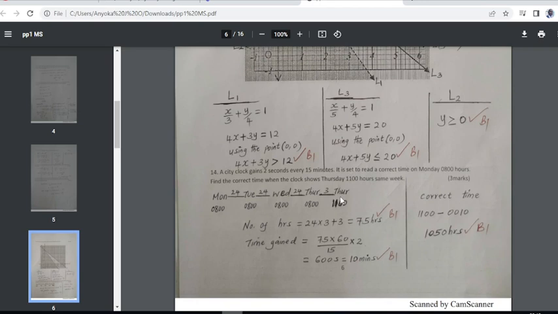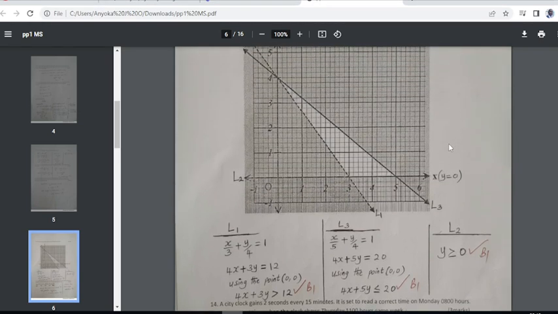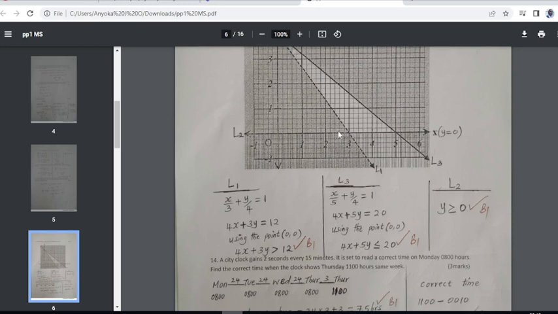Okay. We go to L2. Our line L2 is horizontal. It's along the x-axis. It is a continuous line. So the x-axis has the equation y is equal to 0. Every time on the x-axis, y is equal to 0. But now we want to find the inequality. So our inequality would be in y.